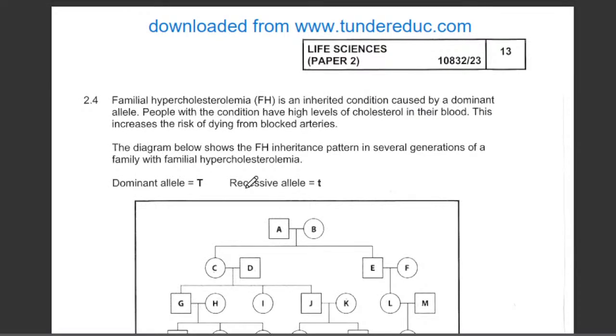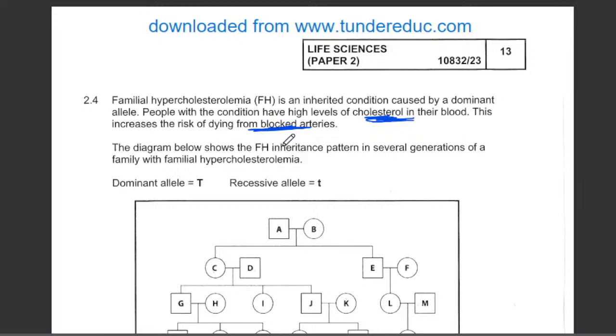Let's go to question 2.4. They're saying that familial hypercholesterolemia is an inherited condition caused by a dominant allele. People with this condition have a high level of cholesterol, too much fat in their blood, and this increases the risk of blockage, meaning that you are likely to suffer from stroke.